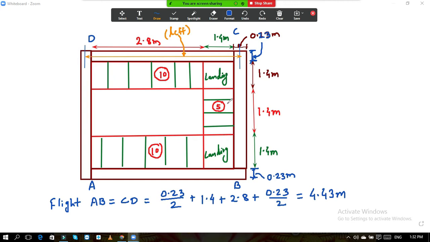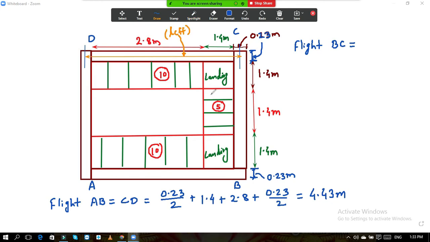Now we come to this point BC. Now think about BC. We will calculate the effective length of BC. So the effective length of flight BC is again nothing but the center to center distance, from this center up to the center of this. This total distance is nothing but the effective span of BC. So I will write here directly. If you don't understand, then let me know.